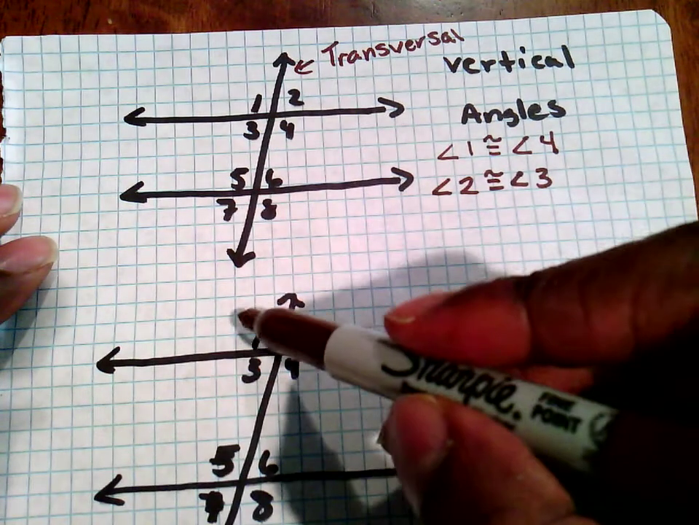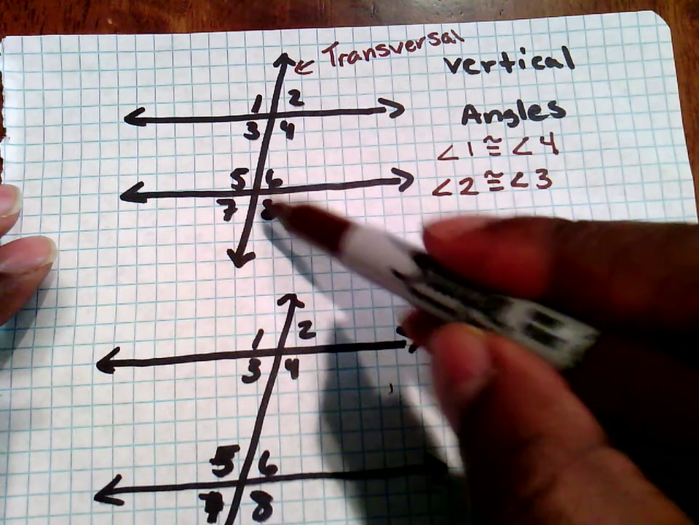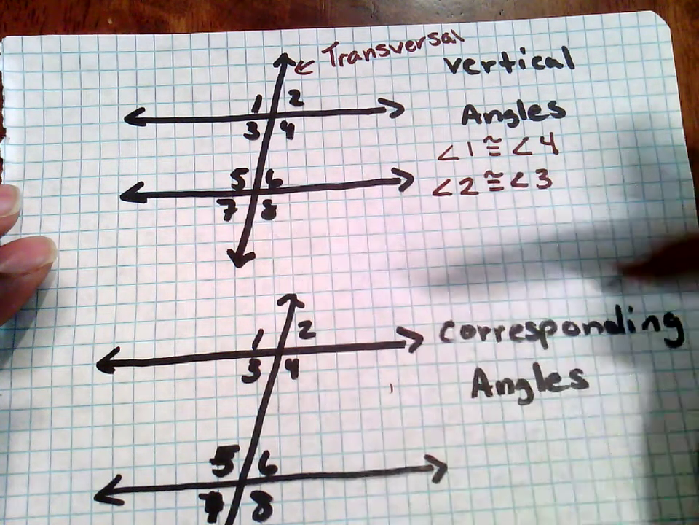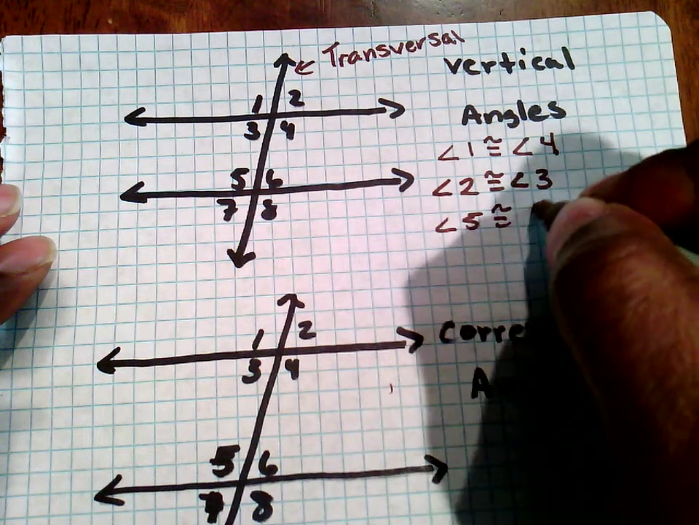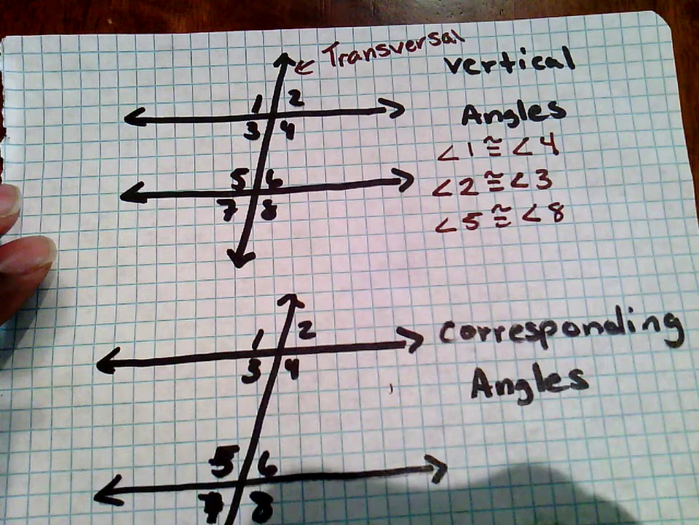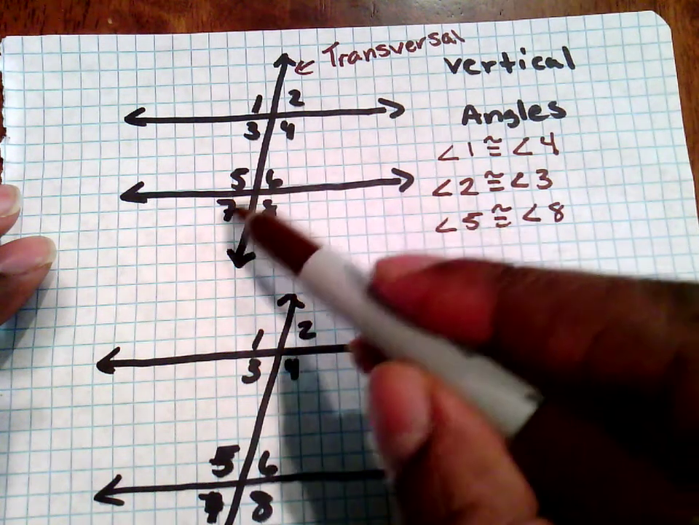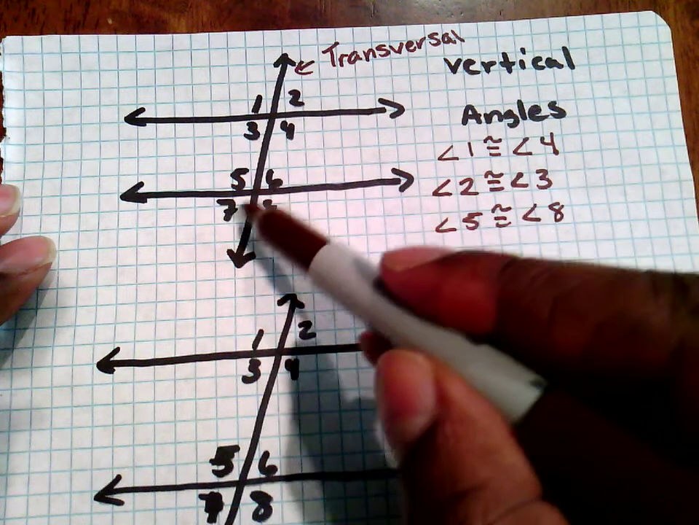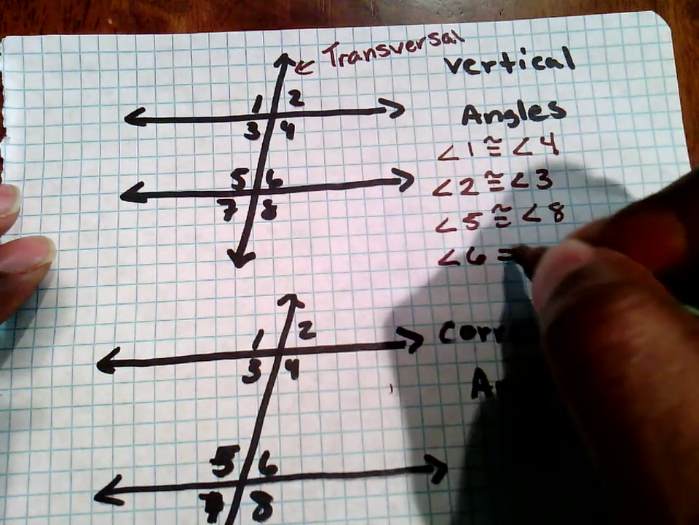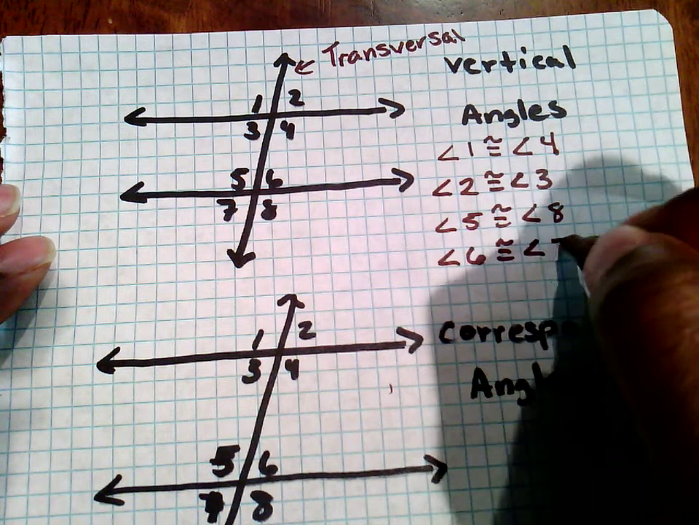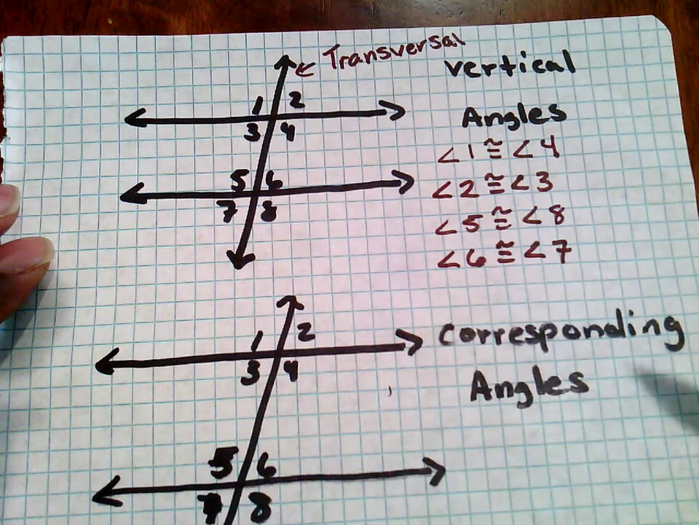Now moving to the next intersection, we'll notice angles 5 and 8. These two angles sit across from each other. So angle 5 is congruent to angle 8. And also in that same intersection, we take notice of angle 6 and angle 7. These two angles sit across from each other. So angle 6 will be congruent to angle 7. So these two will have the same measure.